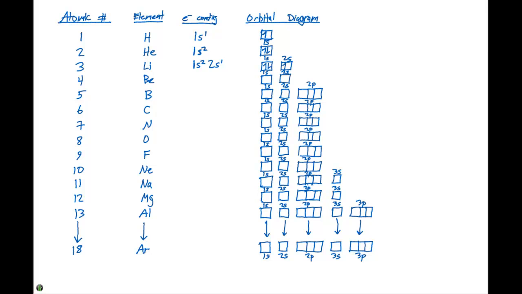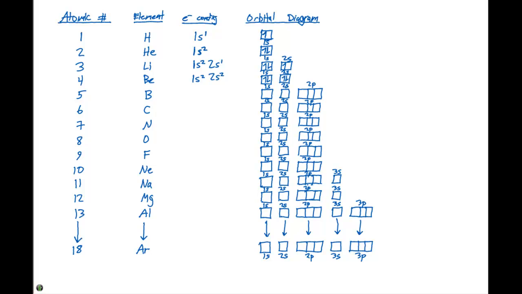For beryllium, our electron configuration is going to be 1s2, 2s2, for a total of 4 electrons. So the orbital diagram then would have 2 electrons in each of the 1s and the 2s orbitals, and one's going to be spin up and one's going to be spin down in each of those orbitals.